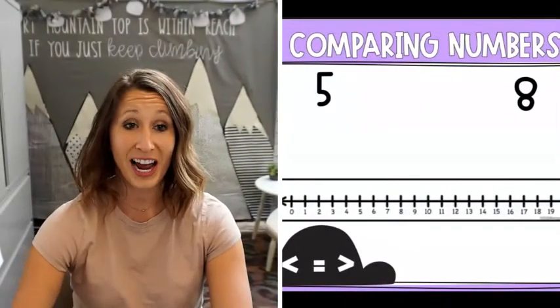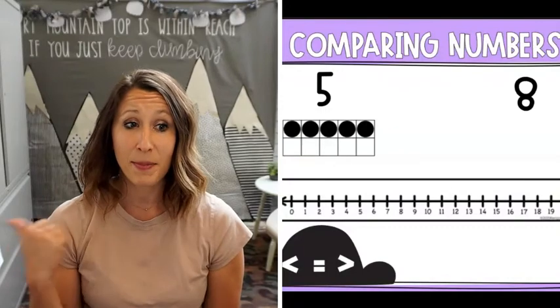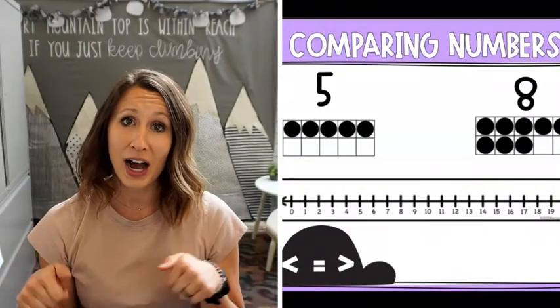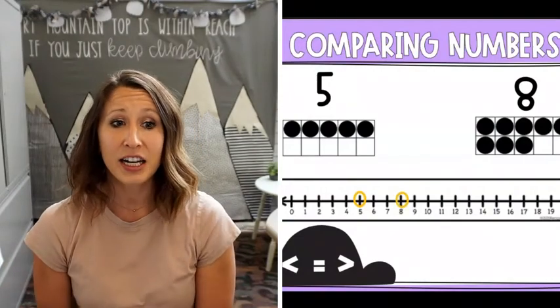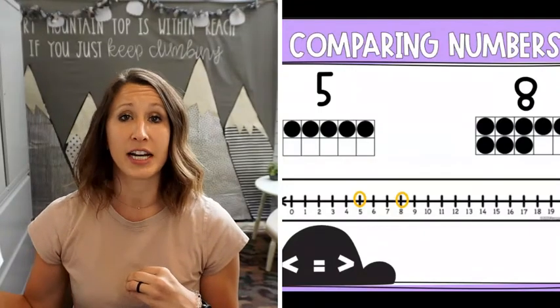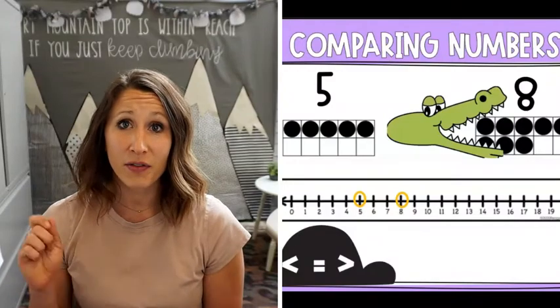As you can see, there are some numbers here. We've got 5 and 8. I'm going to pull up 5 on a 10 frame and 8 on a 10 frame. Look below, I have my number line. I'm going to circle 5 and circle 8. So 8 on a number line would be further down the number line, so that means it's bigger. 8 has more dots filled in, so that also means it's bigger.